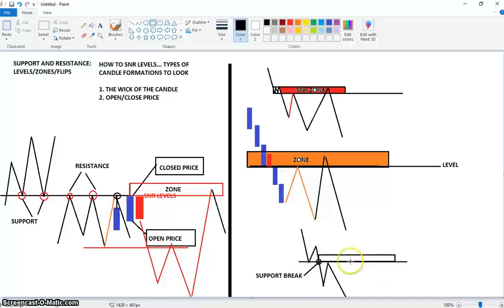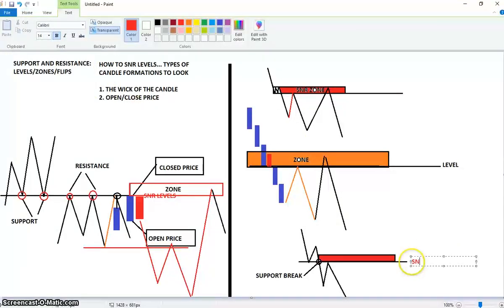All right, so what I'm trying to explain here is an S and R flip. It's a flip. Now we'll go to the chart after here so that you can understand what I'm saying. So as price goes up, support, pulls back, breaks support and went back. Now in that case we say support has become resistance. Okay, so this is what we call S and R flip.